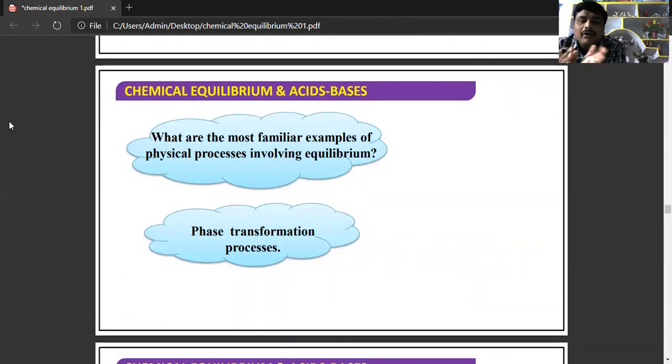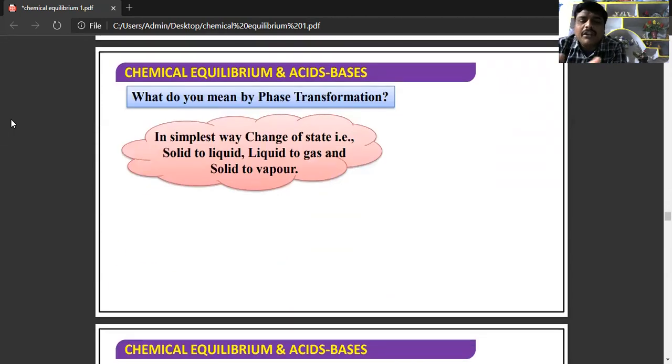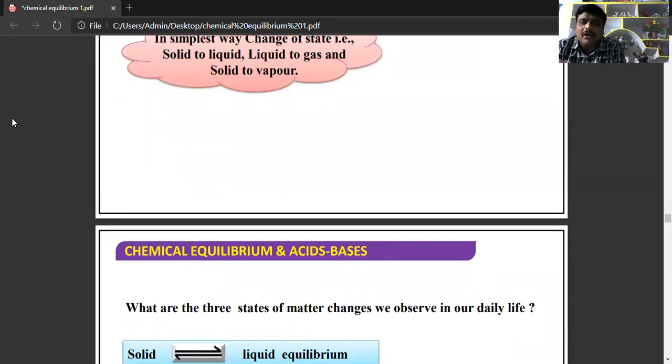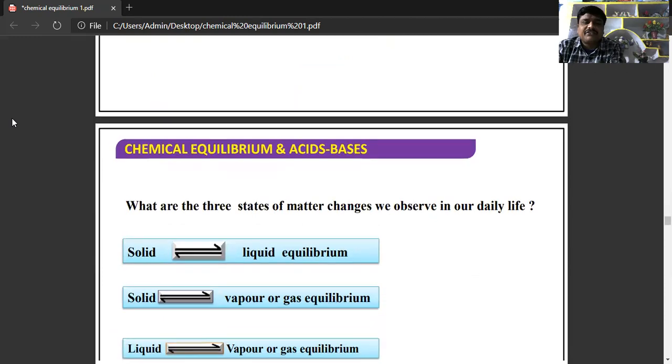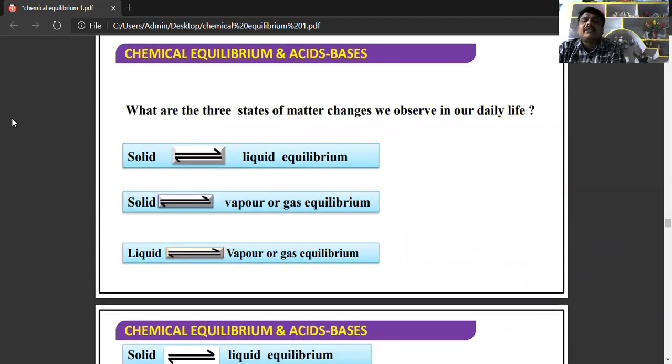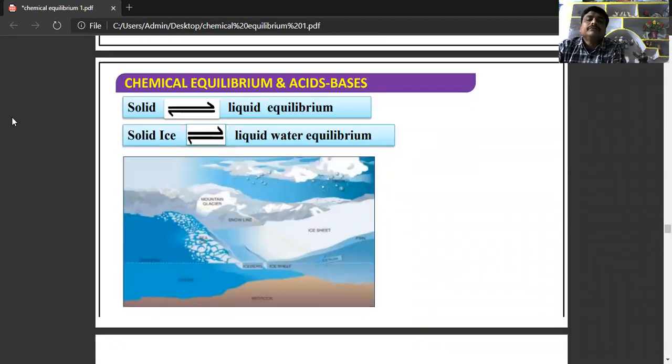If you see the examples for the physical process involving equilibrium, the phase transformation reactions. So what do you mean by phase transformation? That is nothing but change of state, change of physical state, that is from solid to liquid, liquid to gas, or solid to vapor. All these are phase transformation reactions. So what are the three states of matter that we observe in our daily life? Solid is converted into liquid, solid is converted into vapor, or liquid is converted into vapor, and so on.